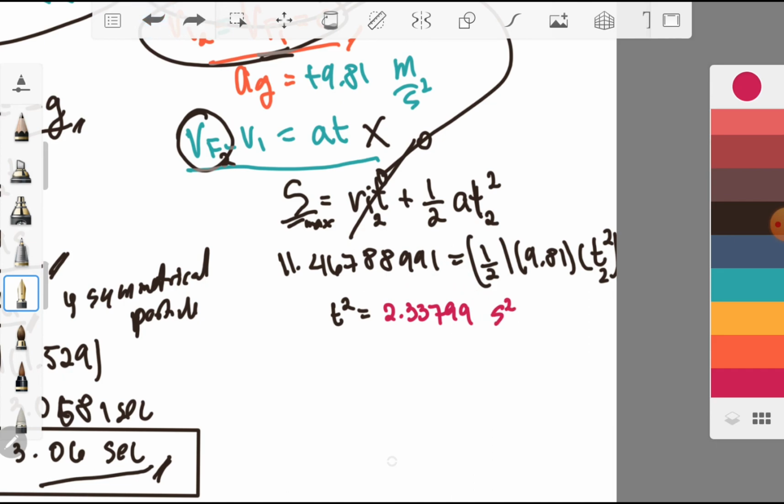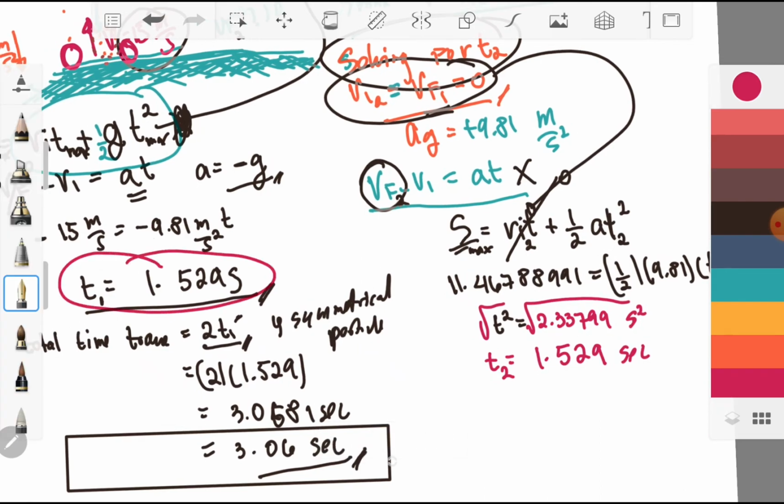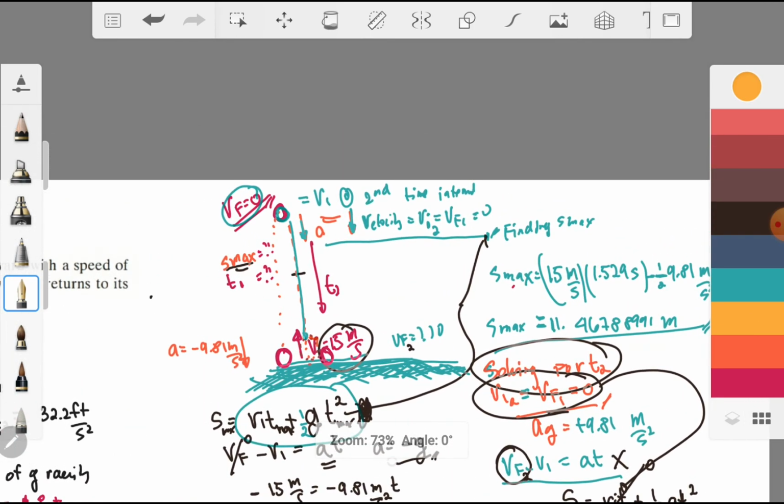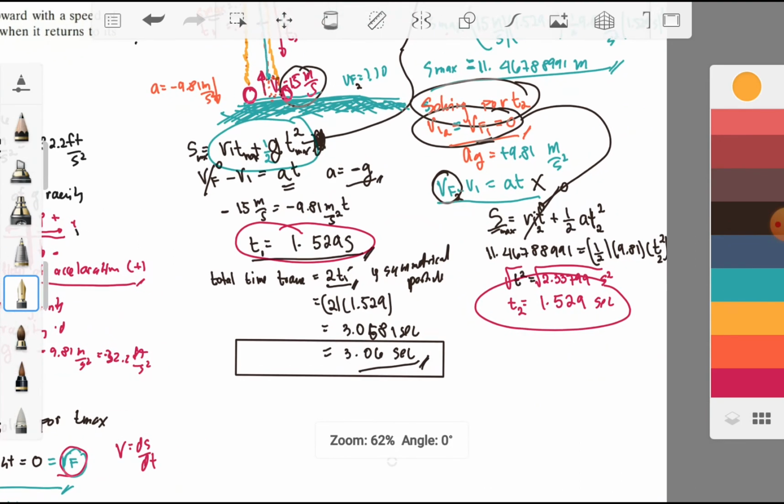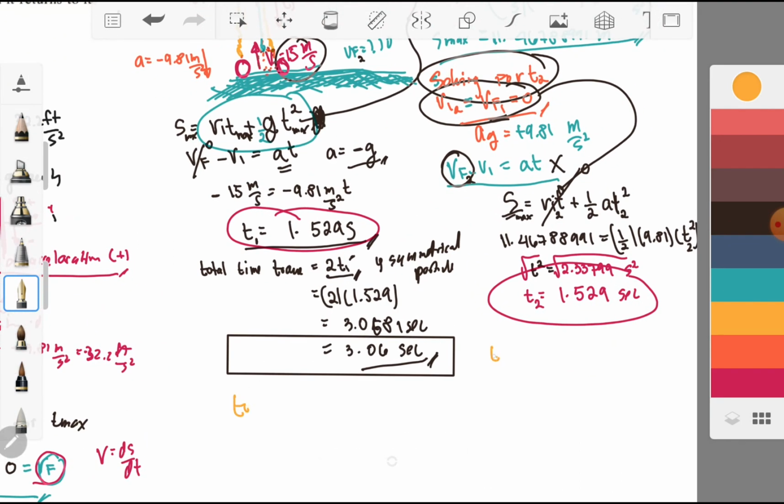So, getting the square root of both sides, we'll have a value of your t equal to 1.529 seconds. This is your t2, which is basically equal to your t1 or the t at max height. So therefore, the total time traveled is the time he traveled going up until going down. That is the total time of flight until it returns to its original position. So therefore, our t total is equal to t1 plus t2. Take note, they are the same. So we have 1.529 plus 1.529, which is basically equal to 3.058 or 3.06 seconds. Okay?